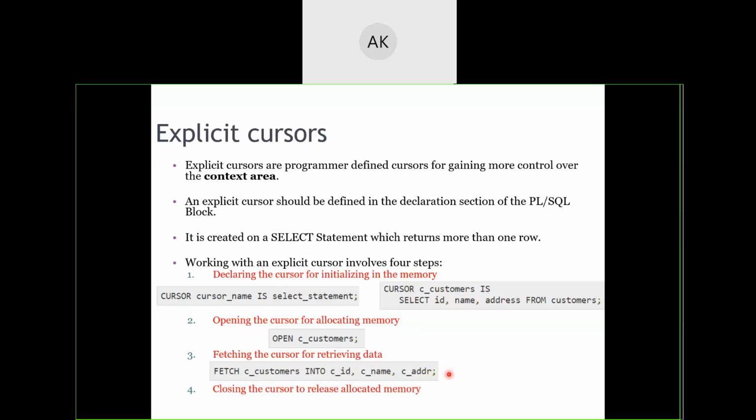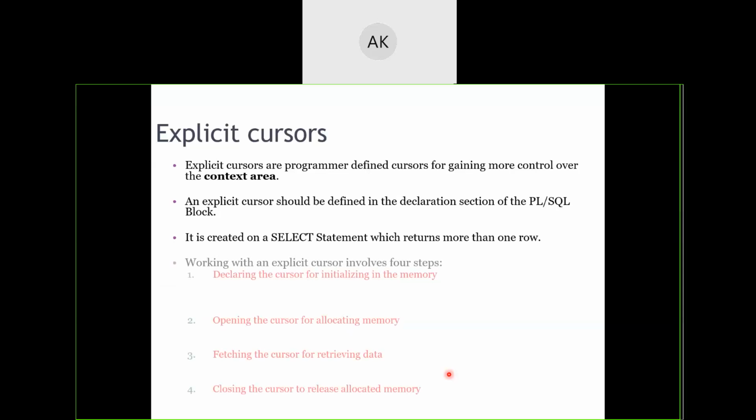Once the first row's data is fetched, the cursor will automatically point to the next row. How it points automatically to the next row is an internal implementation of Oracle; we need not worry about it. Once all the rows' work is over and our work has finished, we can close the cursor by using CLOSE c_customers. So what are the first steps that we need to work with whenever we are working with an explicit cursor?